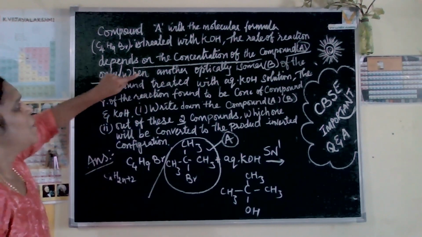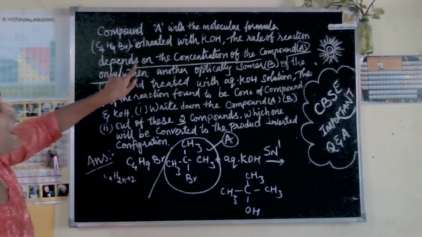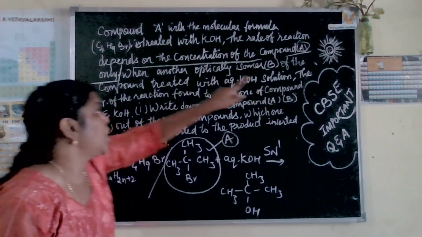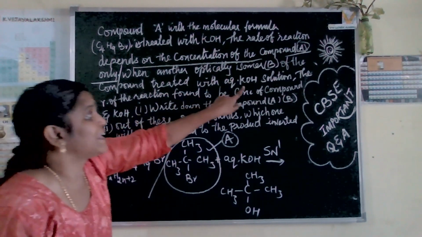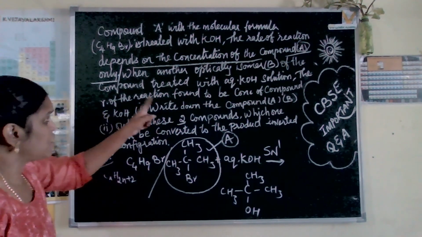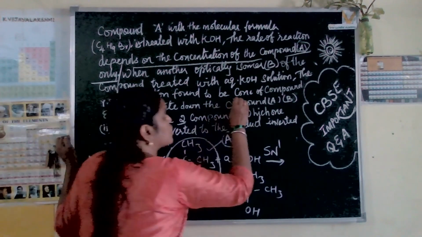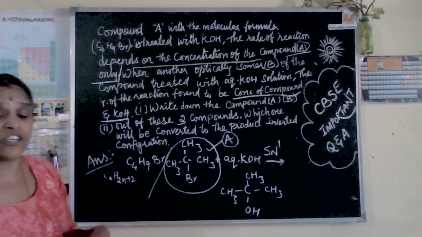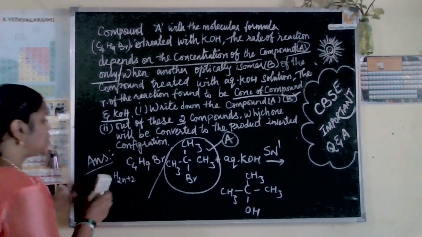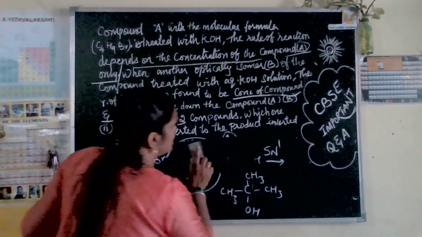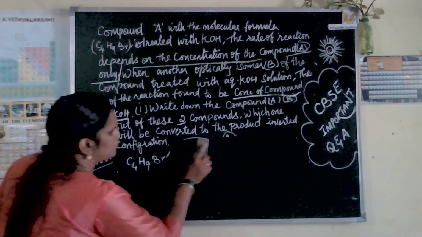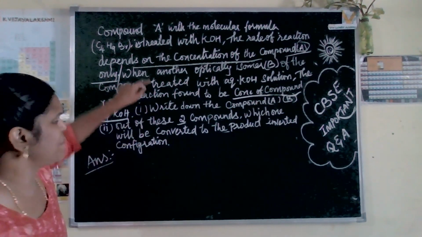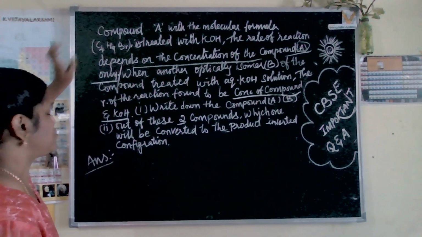The second one: when another optically active isomer B of the compound is treated with KOH solution, the rate of the reaction is found to depend on both the concentration of the compound and KOH. So naturally that is the SN2 mechanism, right? SN2 mechanism. Let us check whether it is, and that too they mention optically active.